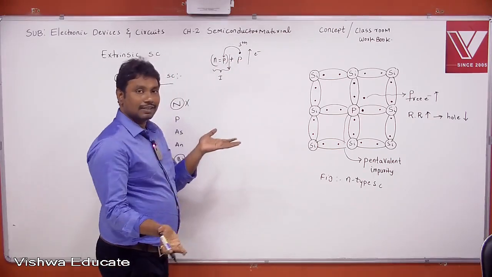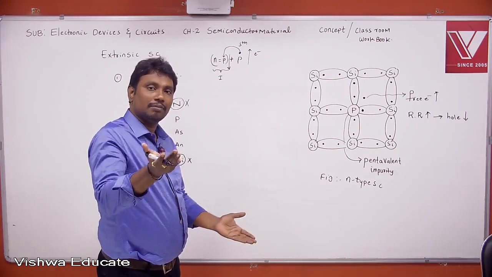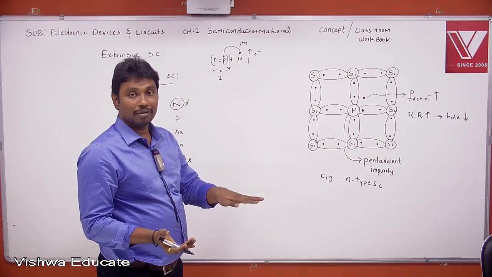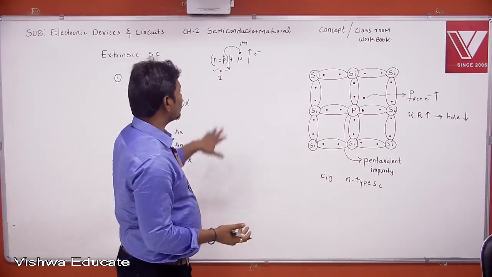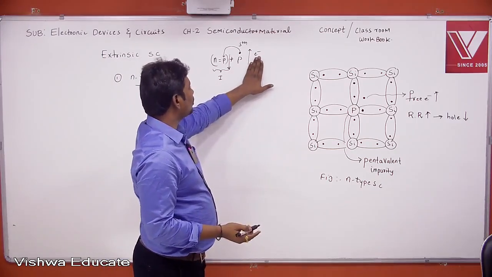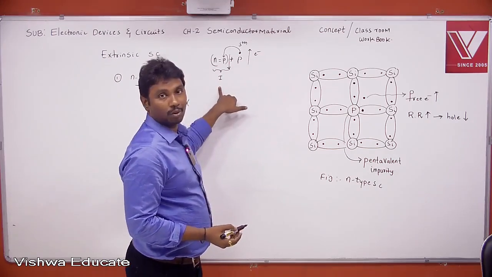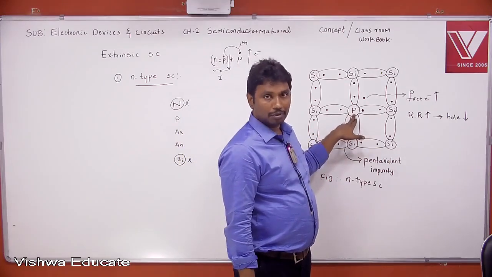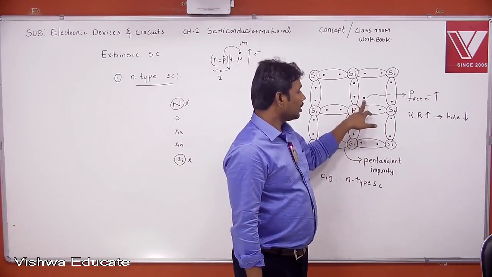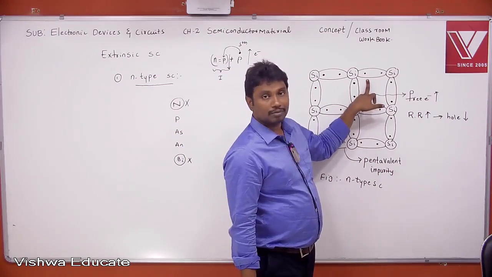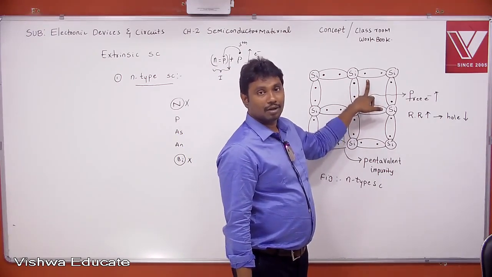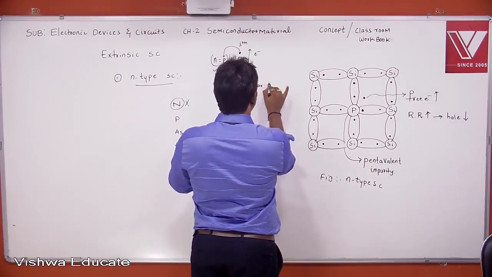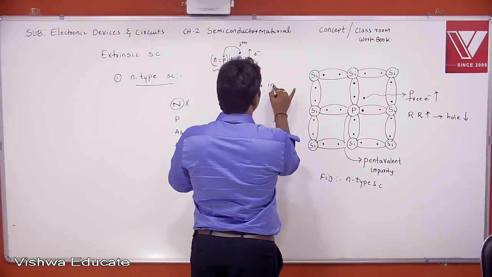See here, on one side the electron concentration is increased because of the added impurities. On the other hand, the hole concentration is decreased because of recombination. That means simply we can say the majority charge carriers are electrons and the minority charge carriers are holes. And one more point: this added pentavalent impurity can donate the 5th valence electron to a nearby atom, so it is also called donor impurity.